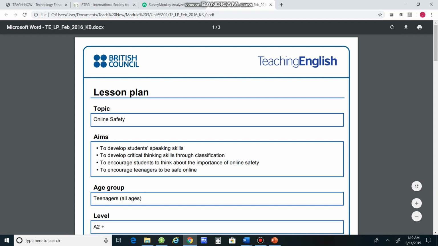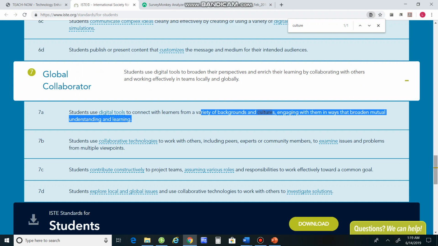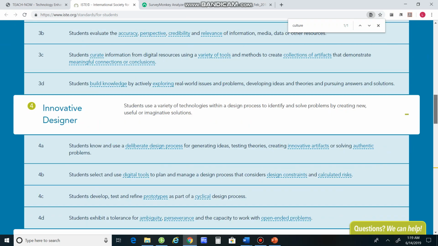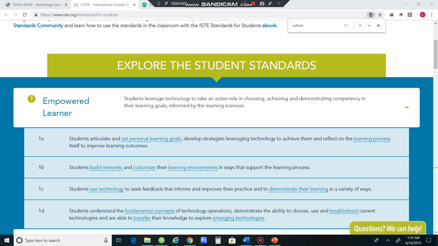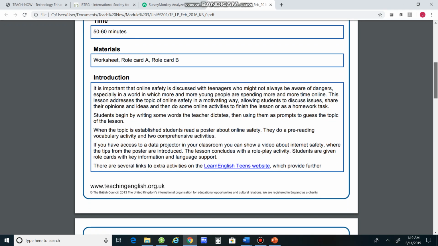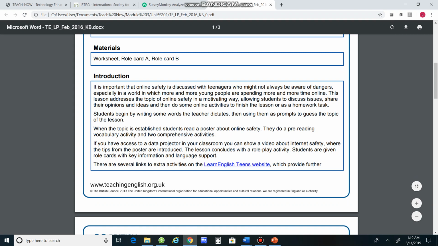This is an interesting lesson plan because we could actually touch base on some of the ISTE standards for the students. So we will get to that in just a moment. So if we look at the lesson plan, it says if you have access to a data projector in your classroom, you can show a video about internet safety. So as I previously mentioned in my questionnaire, using the projector was one of the most popular ways of utilizing technology in the classroom.